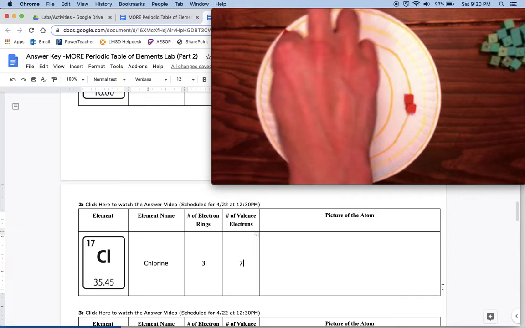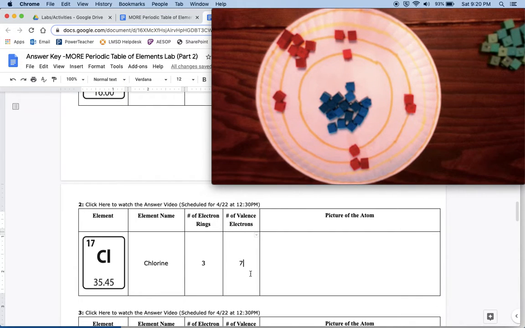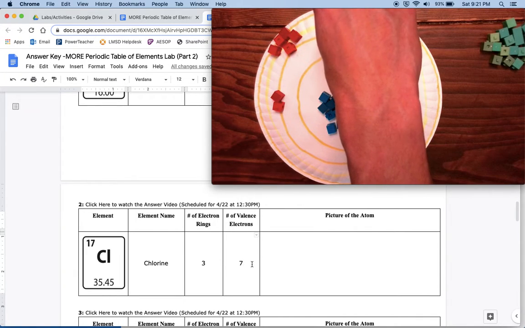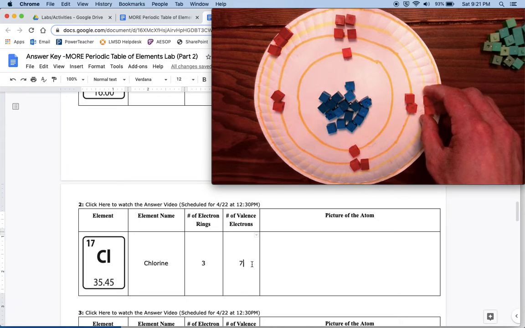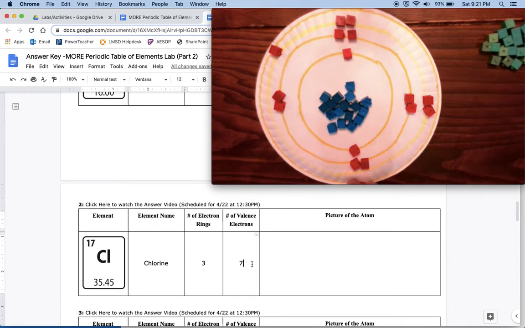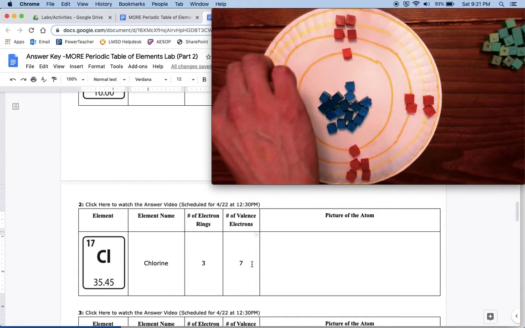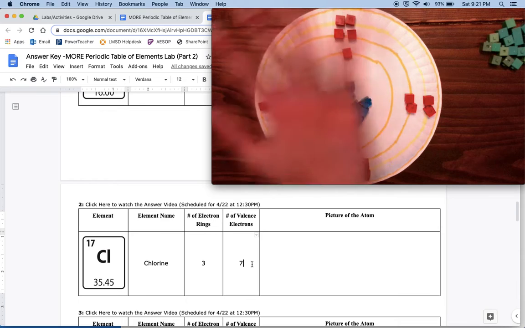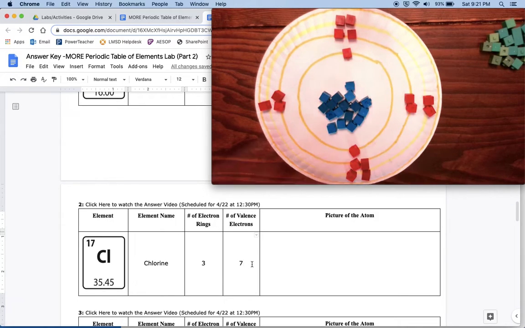1, 2, 3, 4, 5, 6, 7. Why? Because I should have 7 valence electrons, which means 7 of them go on the outermost ring, which in this case is the third ring. And then my 7th one right there. So all together, when I look at it, I should have 17 protons so far. I should have 17 electrons, but they should be spaced out over 3 rings. They shouldn't just be placed anywhere.